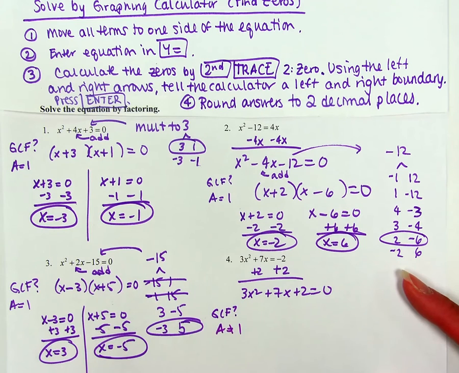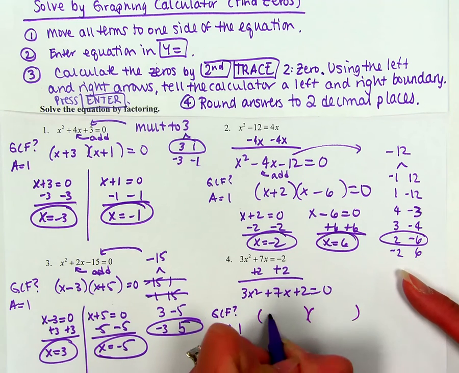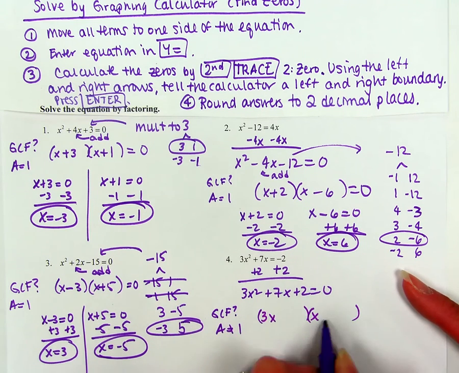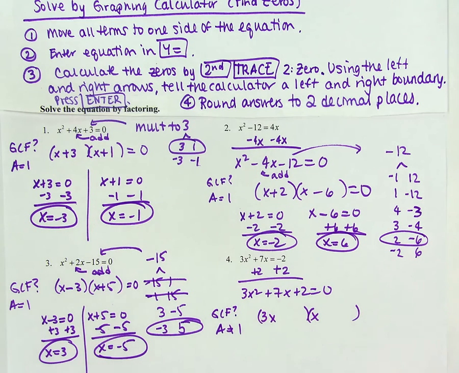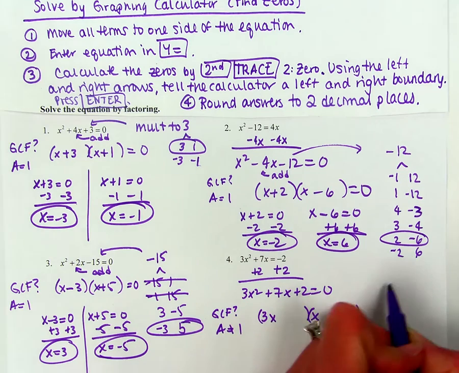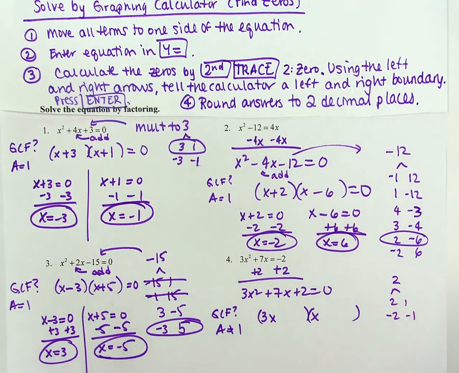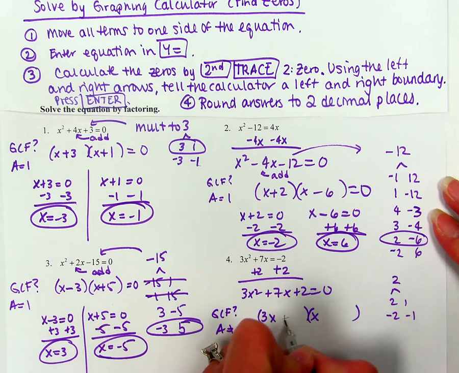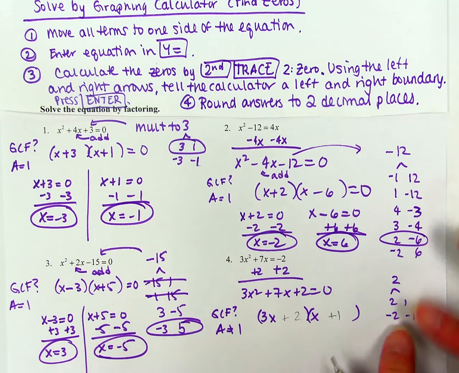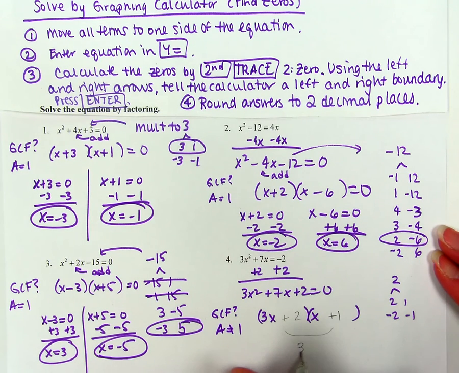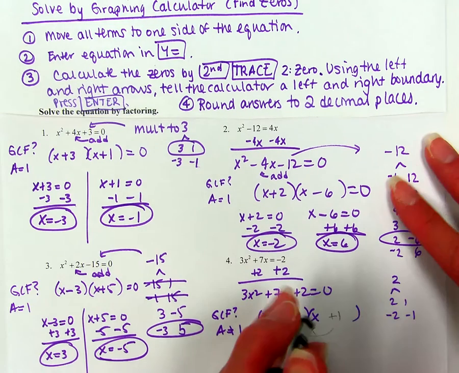However, a is not 1, which means that it's not just going to be x and x, it's going to be 3x and x. So now I'm going to do the guess and check method. The guess and check method is where you come up with all the factors of 2, so 2 and 1, negative 2 and negative 1. And I'm going to use a pencil just in case I get it wrong the first time. So I'm going to just try 2 and 1. Check outer and inner. And if I add those, I get 5x. Well, that's not 7, so that's not correct.